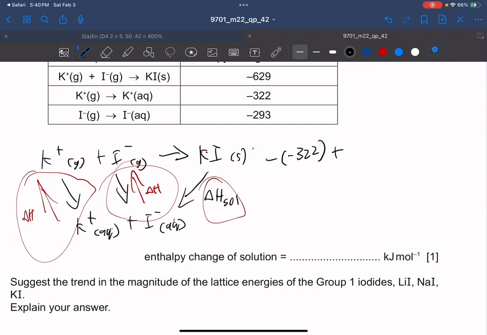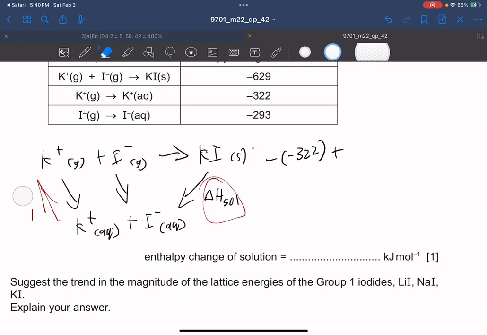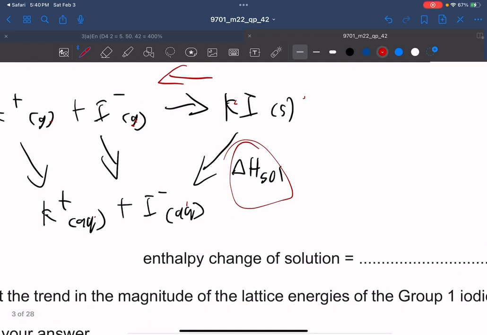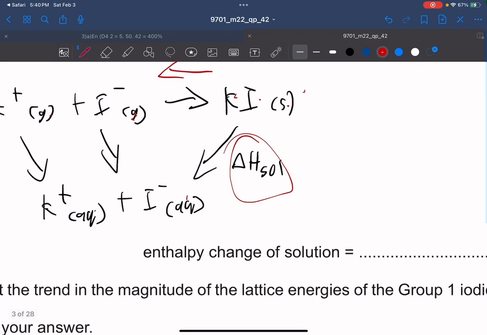Plus, hold on. My bad. It's actually the other way around. So what we're going to do is actually reverse this. So KI to K plus and I minus aqueous is delta H sol.